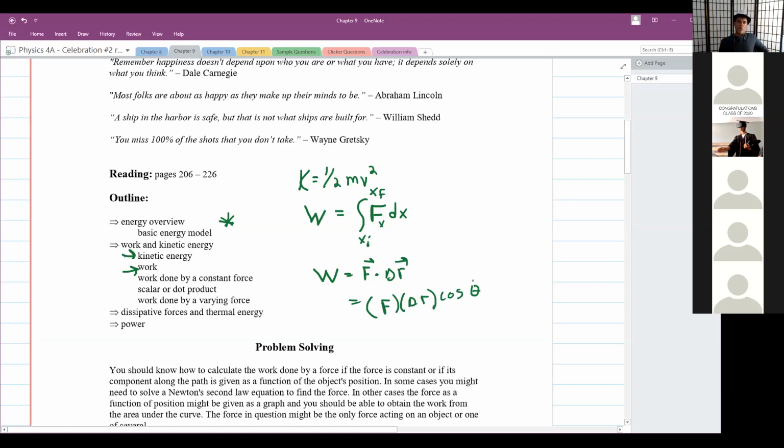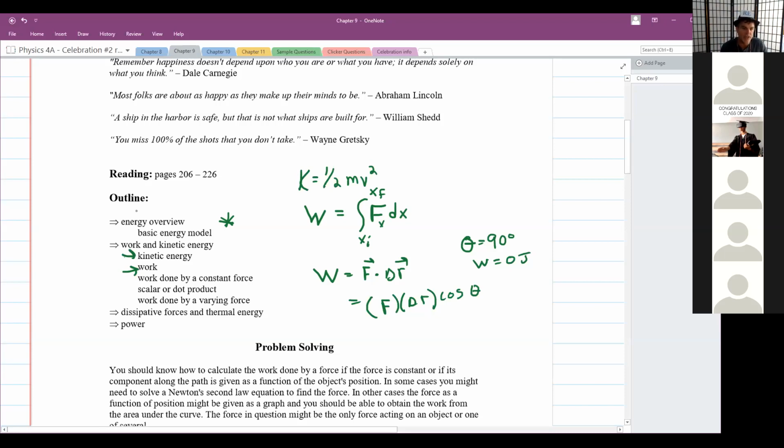A couple things about work. If a force does positive work, that force is adding energy to the system. If a force does negative work, that force is removing energy. And the big thing is, if the angle between the force and the displacement is 90 degrees, then that particular force does not do any work. This is important to know because sometimes the normal force and gravity end up not doing work in a system because, let's say, the object is moving horizontally, the normal force acts straight up, gravity acts straight down, and the angle between the normal force and the displacement would be 90.